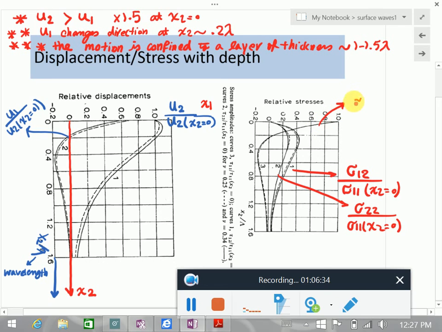Curve 1 is sigma 11. We don't use this much. I mean, displacement is what we use.